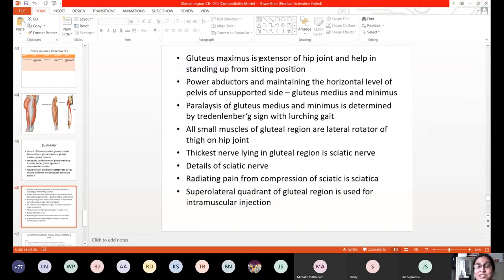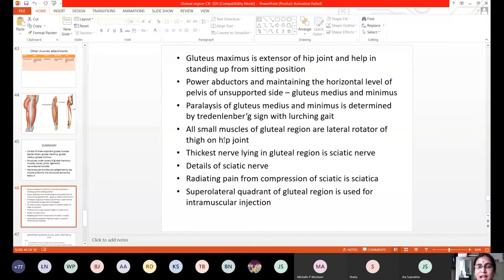The gluteus maximus is the extensor of the hip joint and helps in standing up from sitting position. I assume all of you are in sitting position. So when you are standing from sitting position, the gluteus maximus helps. Whereas the gluteus medius and minimus help in the abduction of the thigh, and the most important function of both of them is maintaining the horizontal level of the pelvis on the unsupported side. If there is paralysis of the gluteus medius and minimus, it is determined by Trendelenburg sign with the lurching gait of the patient. All the small muscles of the gluteal region are lateral rotators of the thigh.